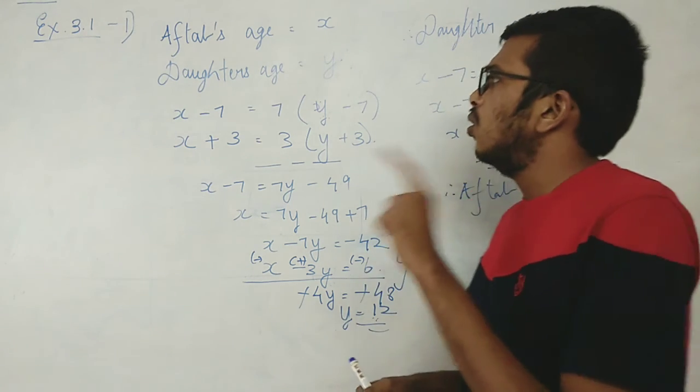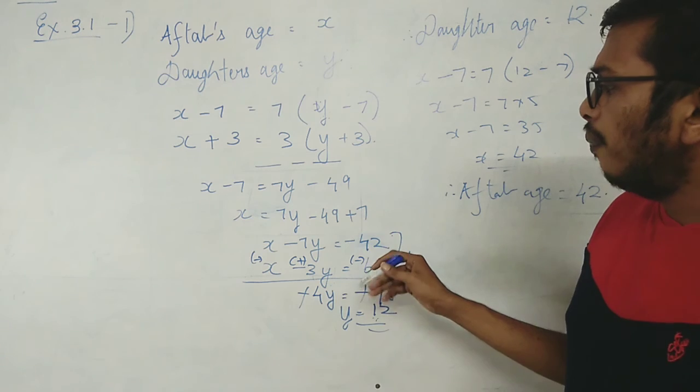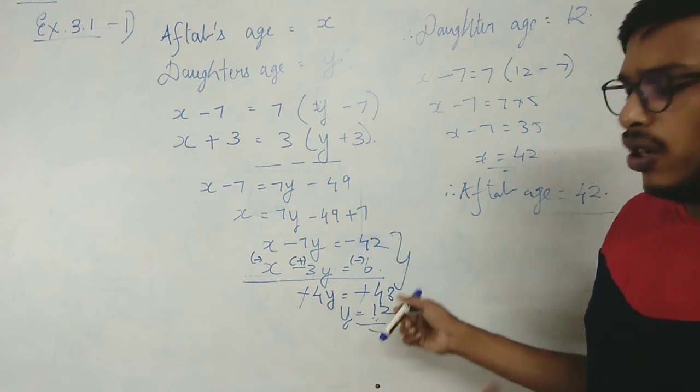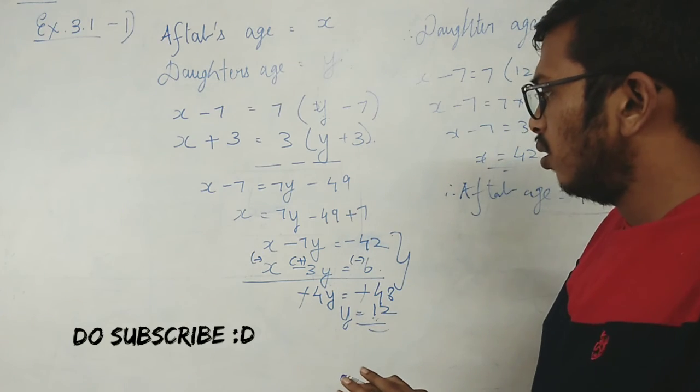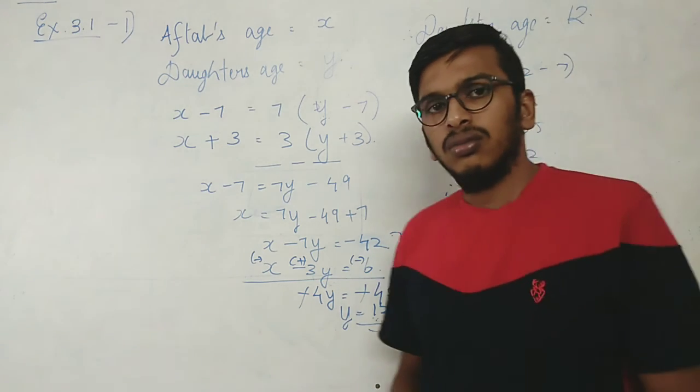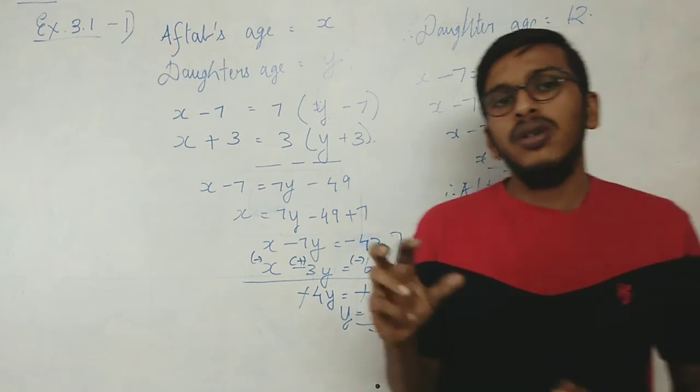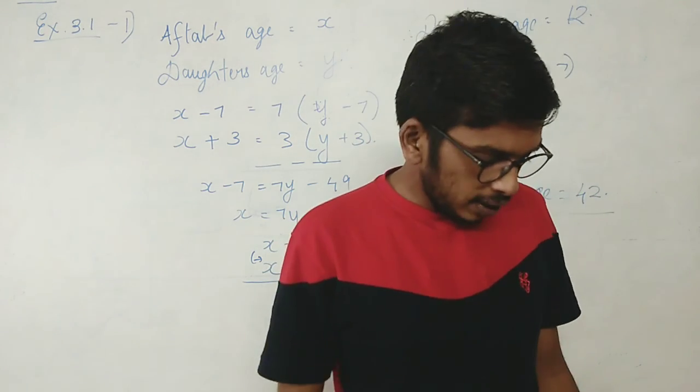It's a small exercise. You can also do one thing: apply all the 4 methods, including elimination. You can apply substitution, elimination, cross multiplication, and the graphical method to these two equations and find the answer. It will be a good exercise for you. You can get a good grasp of all the 4 methods.